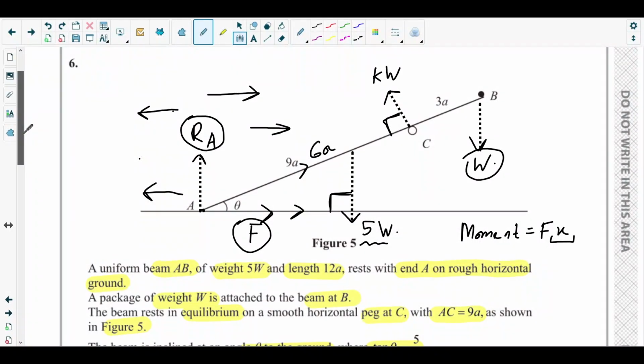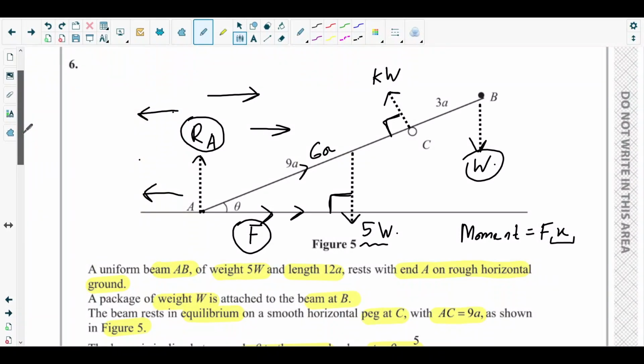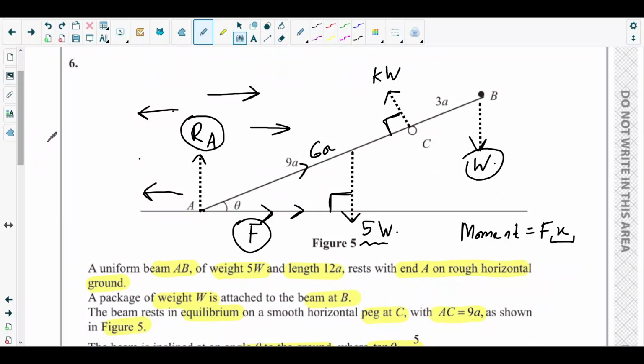Okay, before considering the forces, at first try to think of one fact here. We know that in limiting equilibrium, friction is maximum, right? And maximum friction Fmax is equal to mu times R. So here the normal contact force is at A, so mu times RA. So definitely we have to know the normal contact force at A. To figure out that normal contact force at A, we have to consider the forces vertically.